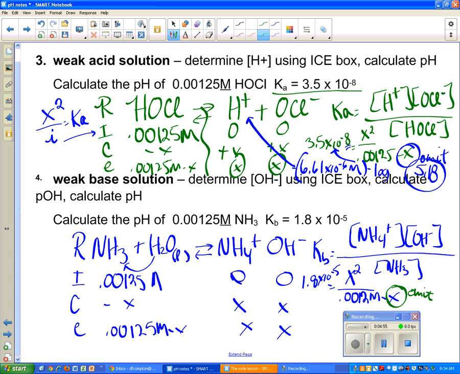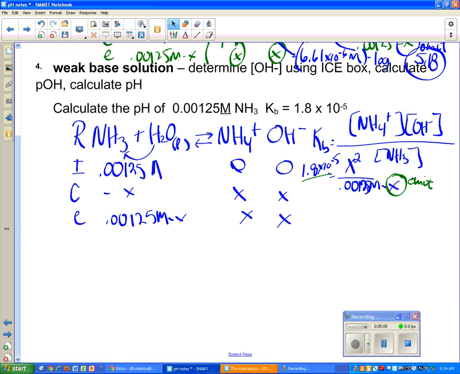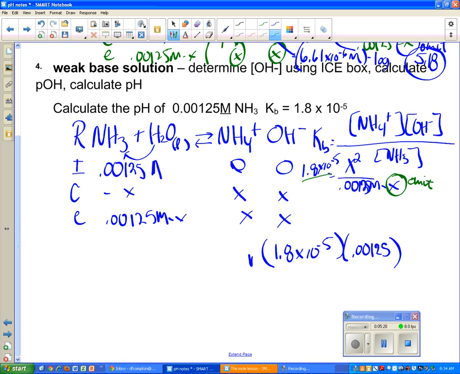So then I can solve, I'll multiply 1.8 times 10 to the minus 5 times 0.00125. Take the square root, and so in this case, I'm going to end up with x. So I'll go ahead and work this a little bit. You can see where this is coming from. 0.00125. Take the square root, and that's going to give me x. And so the value of x in this case comes out to be 1.5 times 10 to the minus 4.